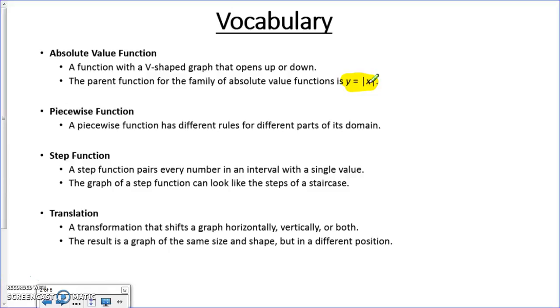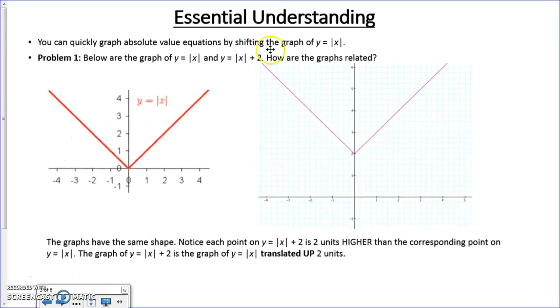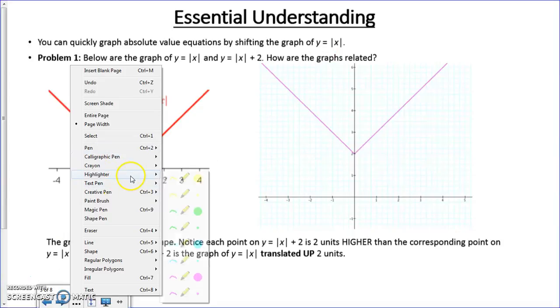Translation: a transformation that shifts a graph horizontally, vertically, or both. The result is a graph of the same size and shape, but in a different position. Essential understanding. You can quickly graph absolute value equations by shifting the graph of y equals the absolute value of x.